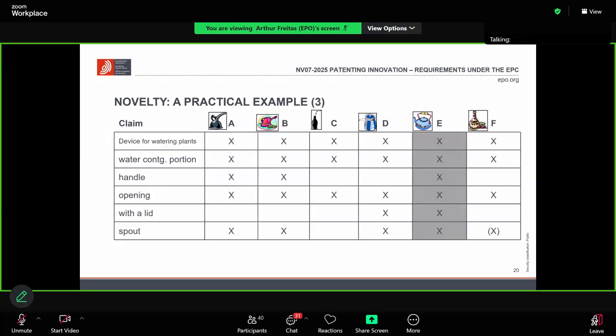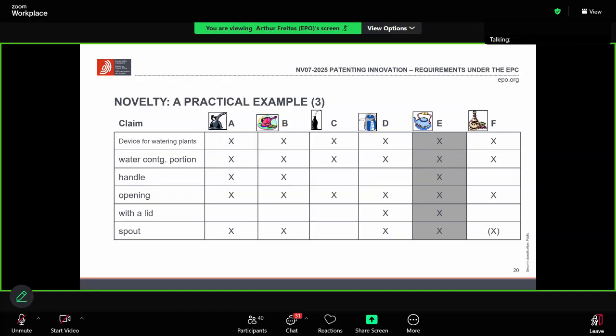And I can raise an objection, Article 54, 1 and 2, depending on the date of filing of document E. So here we have one novelty destroying document. F is not novelty destroying. We're missing also quite a bit of features there as well. Does that make sense a little bit? This is how we would go about assessing novelty of a claim.